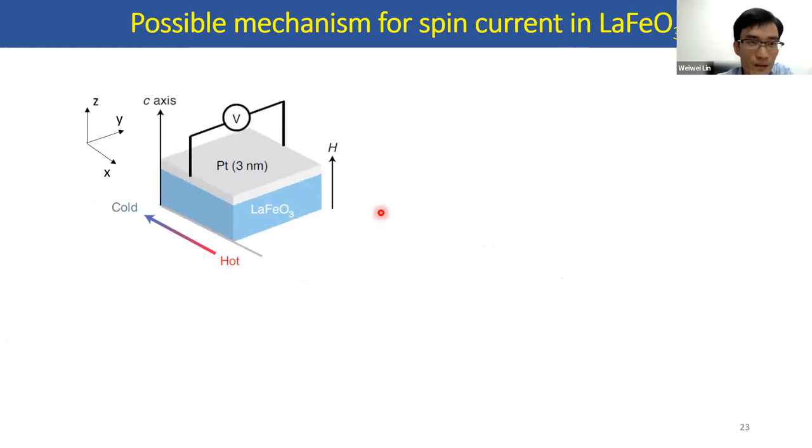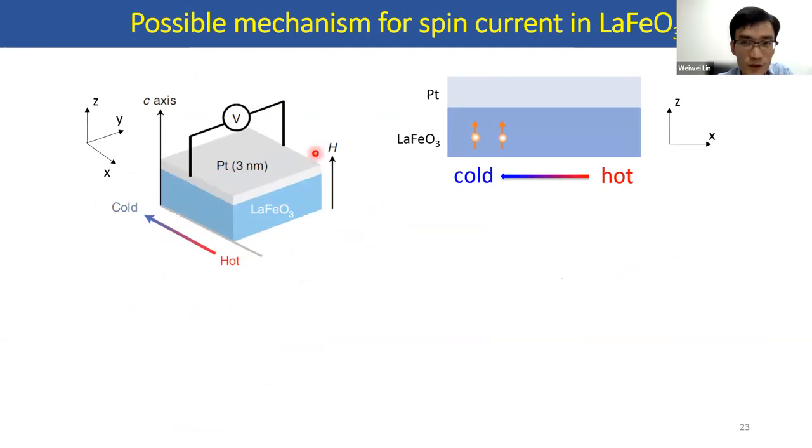So we apply an in-plane temperature gradient. This is the typical result. Okay, the in-plane temperature gradient, perpendicular magnetic field. We measure the transverse voltage. The in-plane temperature gradient can induce an in-plane spin current or magnon current along the x-axis with the spin polarization along the z-axis, because in lanthanum ferrite, there is intrinsic canting along the z-axis, from along the c-axis. We detect the transverse thermal voltage in the platinum via the inverse spin Hall effect.